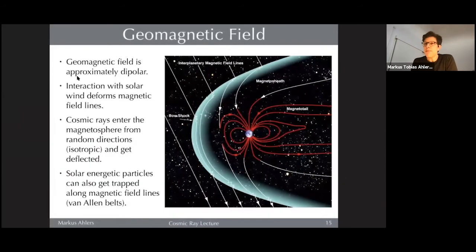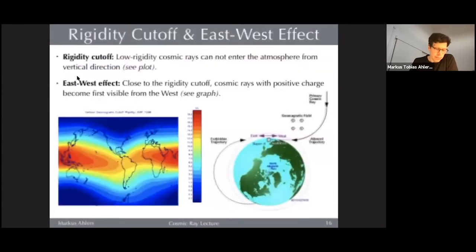That has some effect as cosmic rays are streaming towards Earth and interacting with the dipolar magnetic field structures in the vicinity of the Earth. And we can single out two interesting effects. One effect is the so-called rigidity cutoff. Based on models of the Earth's magnetic field, you can investigate whether a particle can actually reach the Earth's surface if it is at very low rigidity.